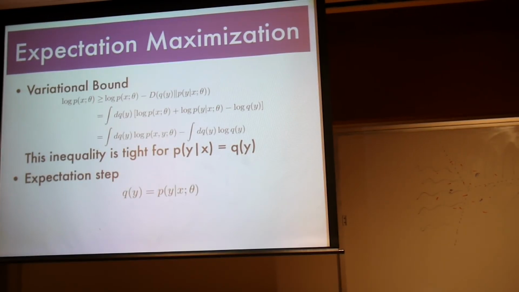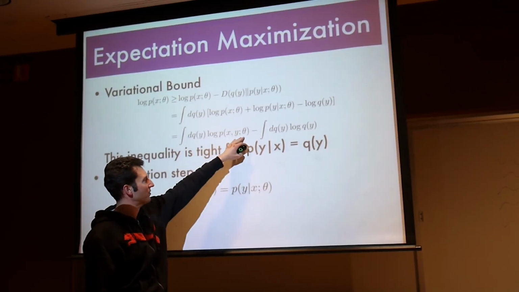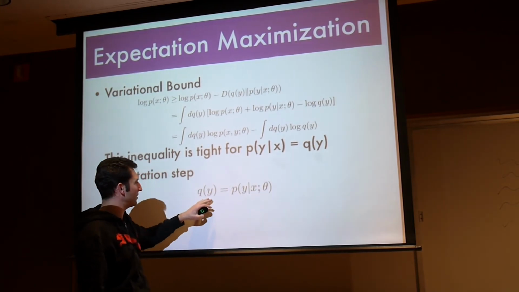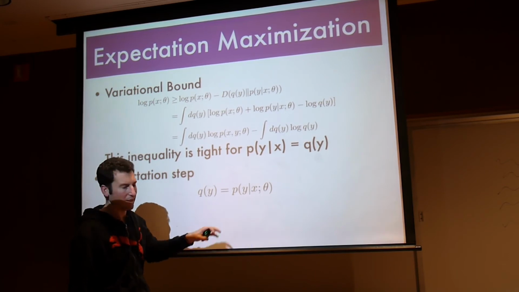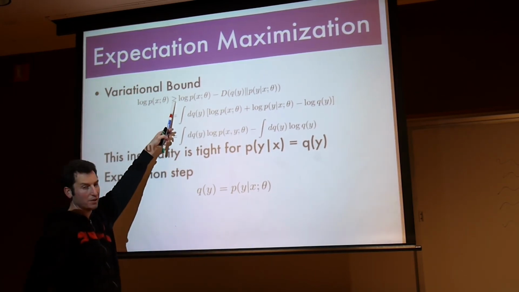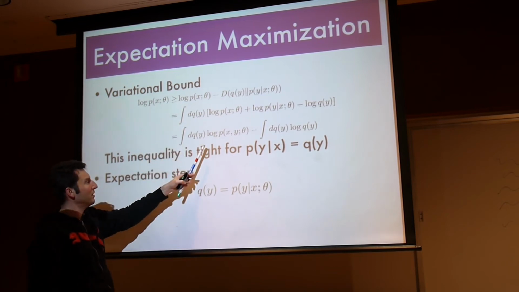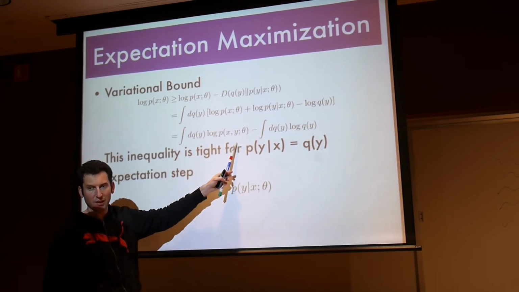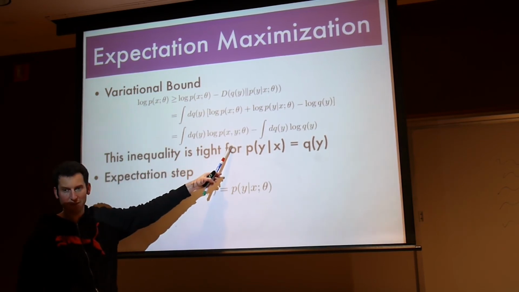So here's what we can do. See, this is a lower bound. For any given set of thetas, I can just pick q of y equals p of y given x and theta. At that point, this is an equality. Now if I maximize it with respect to theta, I know I'm also going to push the left-hand side term up because this is still a lower bound.